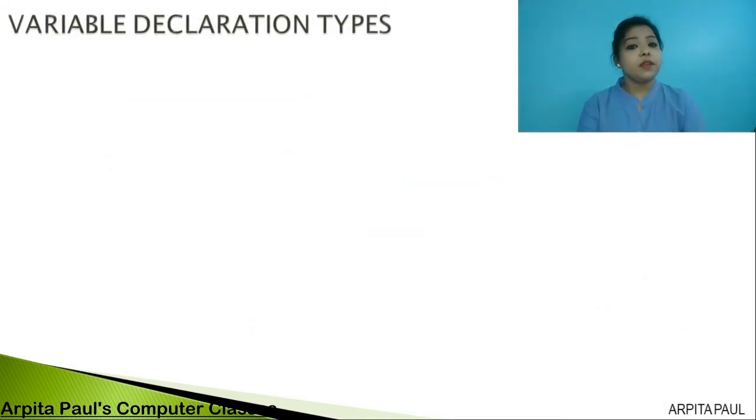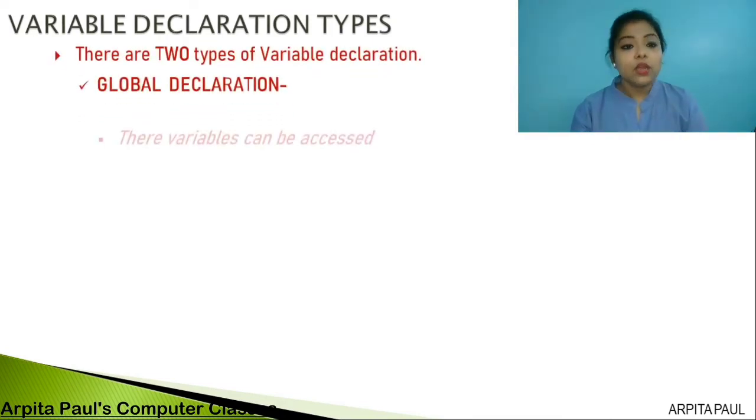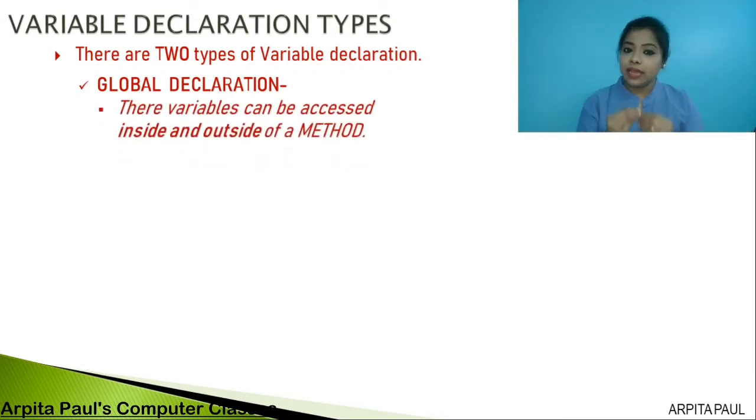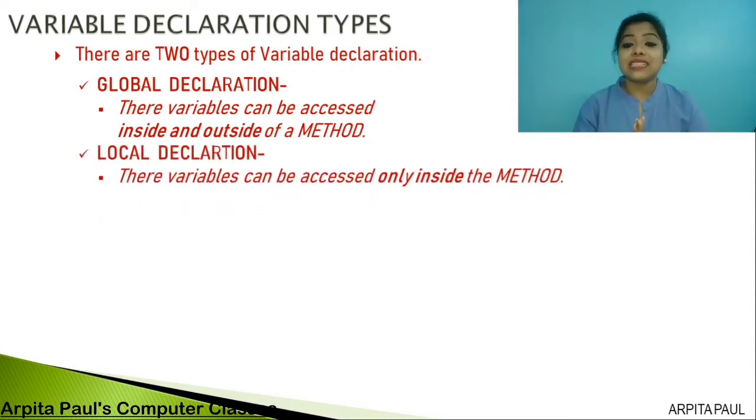How many types of variable can we declare? There are two types of variable declaration. One is global, where the variable can be accessed inside and outside a method. So global means accessible to all. Anything which is global can be accessed within the method and outside the method also. And another one is local declaration. There variables can be accessed only inside the method. Local means accessible within one locality, and here that locality is the method. So inside the method we can only use this local declaration.